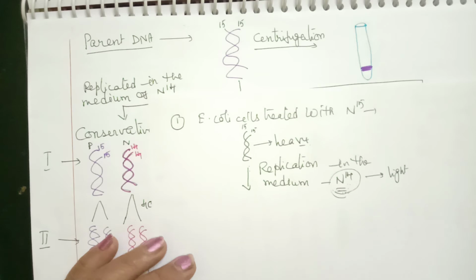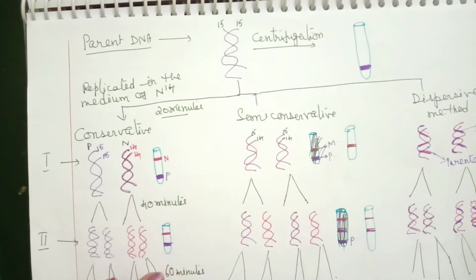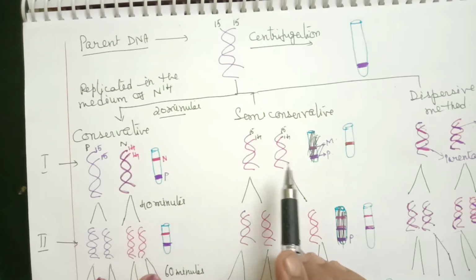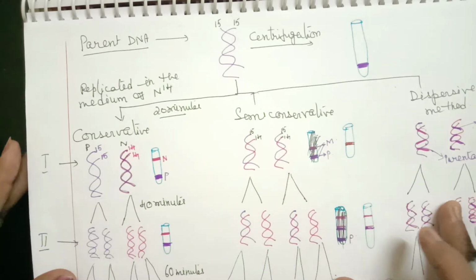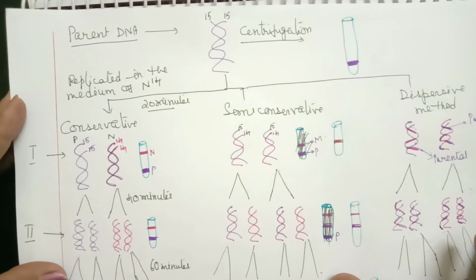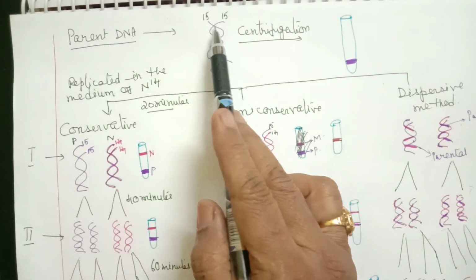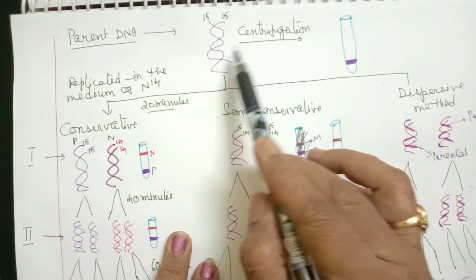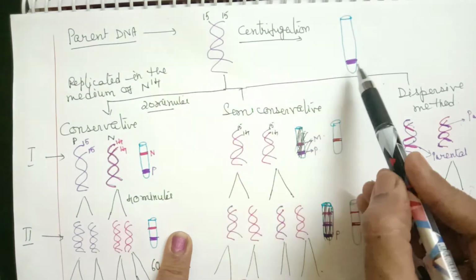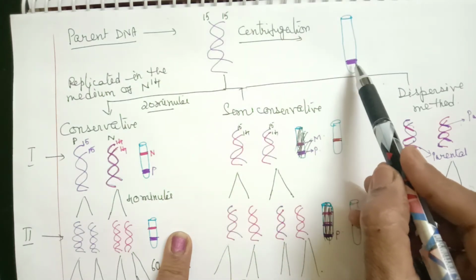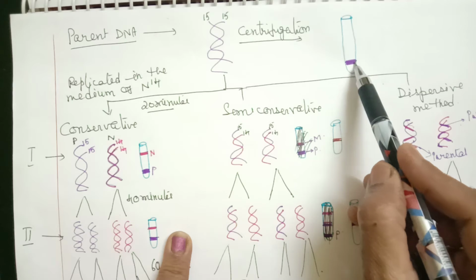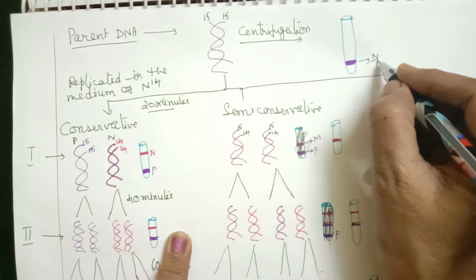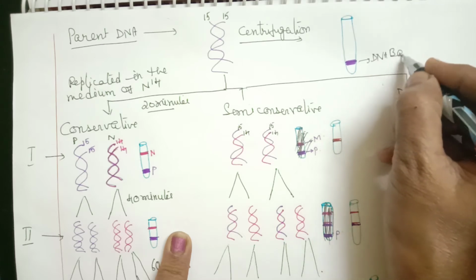So I am showing it by the three different replication models which we have already discussed: conservative, semi-conservative, and dispersive. Try to understand this diagram. In the first place, when the parent DNA has both N15, when we subject it to centrifugation, since it is completely heavy, only one DNA band is obtained at the bottom of the test tube. Only one DNA band.